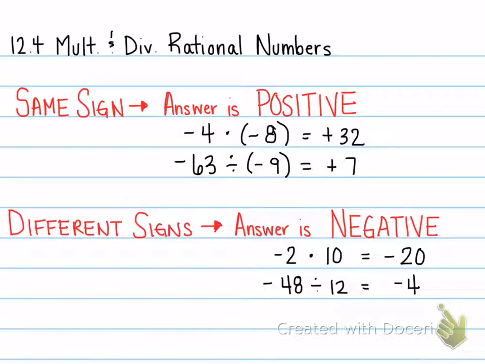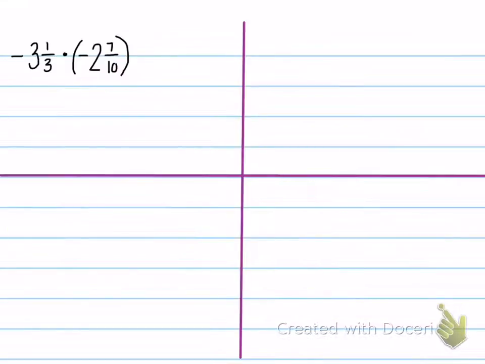So what we're going to need to do now is just review how to multiply and divide fractions and multiply and divide decimals with the negatives in there. I am going to do one of each, and then you'll be able to get to work. Let's start with -3 1/3 times -2 7/10.